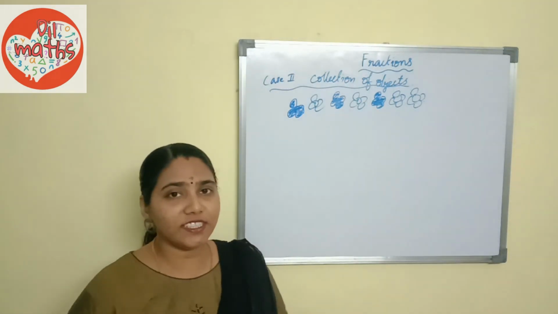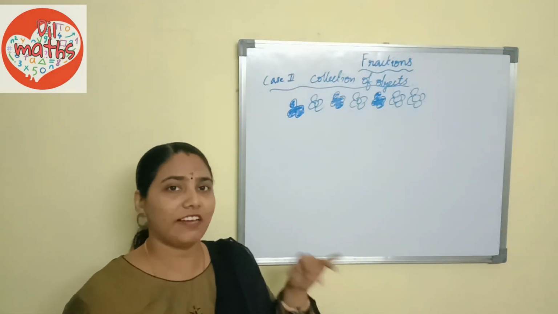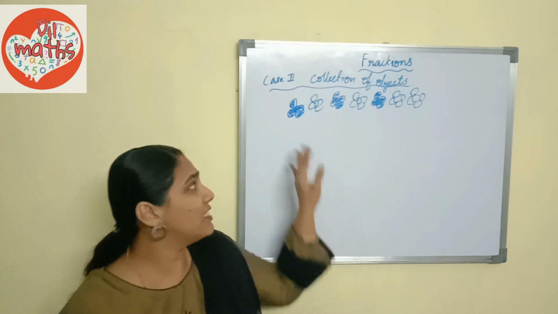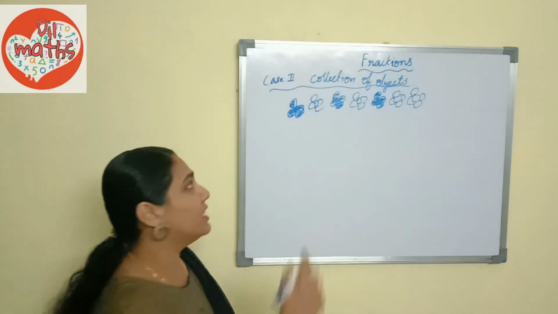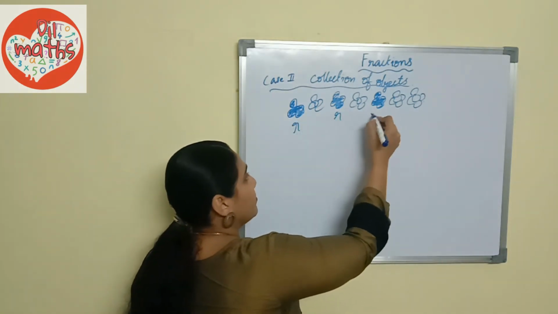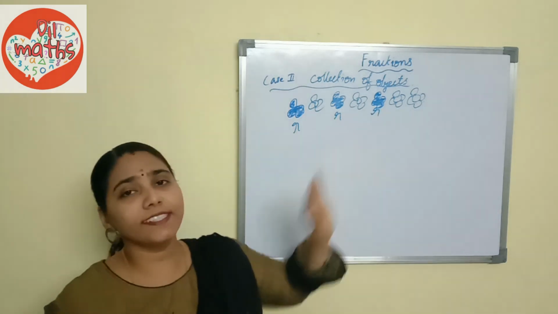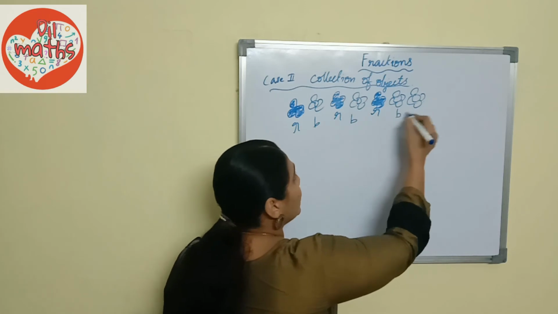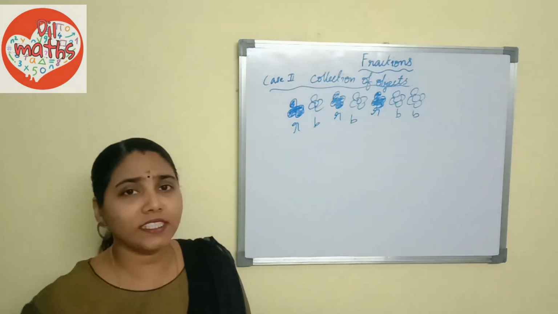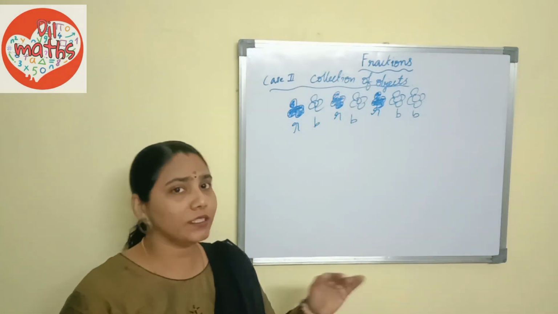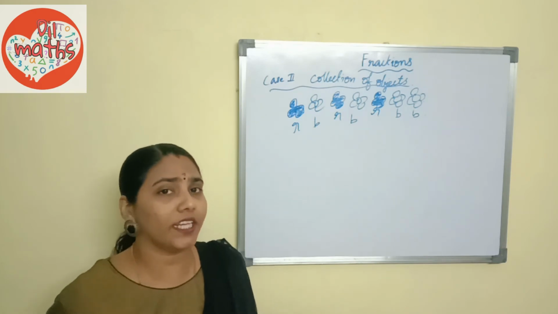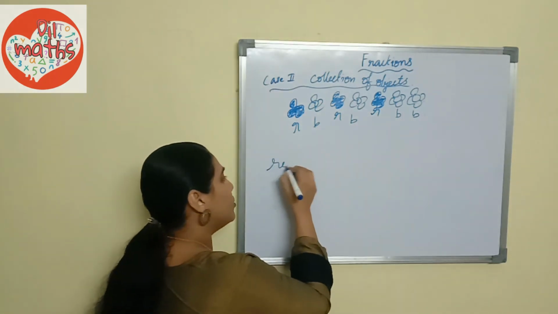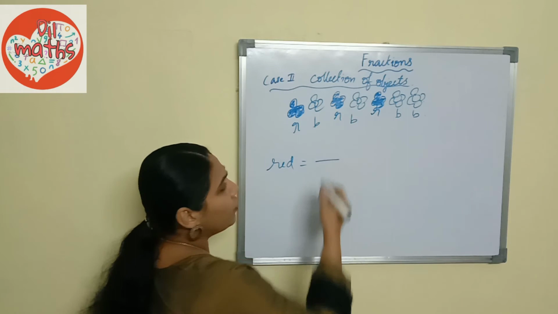I took 7 flowers here. That is the collection of objects here. 7 flowers. In those 7 flowers, the shaded flowers are red in color. And the flowers that are not shaded are blue in color. So I want to represent the red color flowers and the blue color flowers in fraction. How can I represent? Red flower is equal to out of.